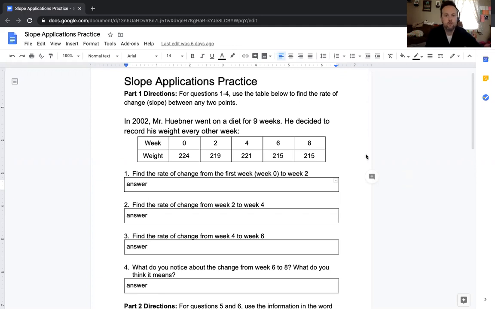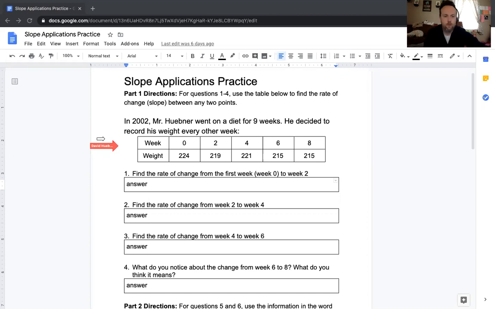For questions 1 through 4, you're going to be using this table. So I'll get my little spotlight tool. It says that in 2002, I went on a diet for 9 weeks and decided to record my weight every other week. So we have week 0, week 2, week 4, week 6, week 8. The interval we're given is every 2 weeks. I put in week 0 because week 0 would be like day 1. This is where I'm starting out.